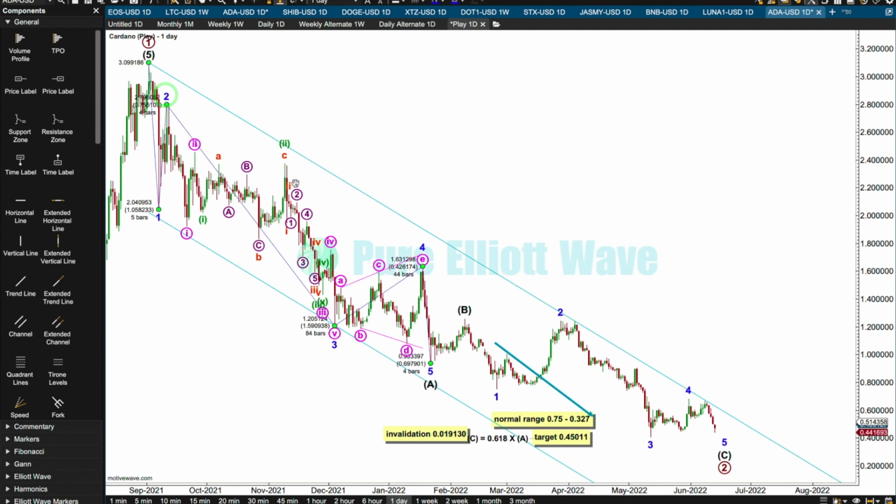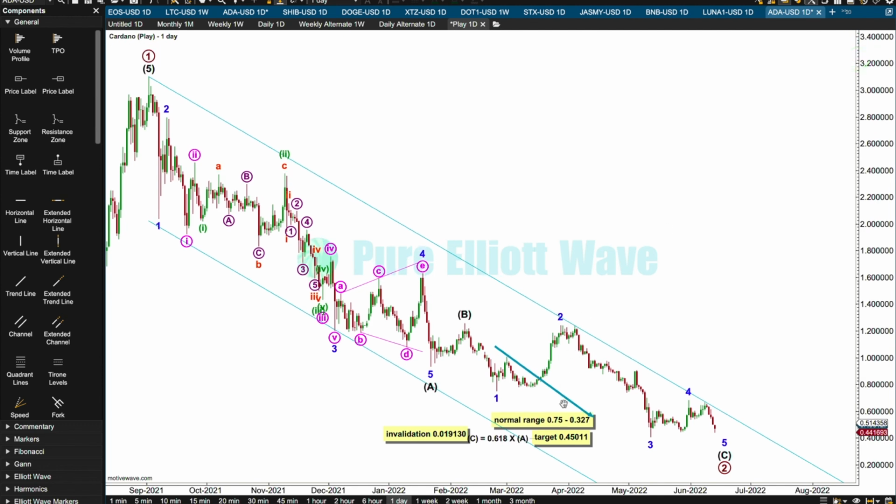Minor 2 is very brief, minor 4 is longer lasting, but if 4 is a triangle, they are usually longer lasting than their counterpart second waves. Minute 2 here is really brief, 4 is brief, minuette 2 is a lot longer lasting than the corrections that come before it. But then this bounce is brief, this bounce is brief, and this bounce is longer lasting. It just is. It comes after, so it has to be a lower degree, and it does last longer.